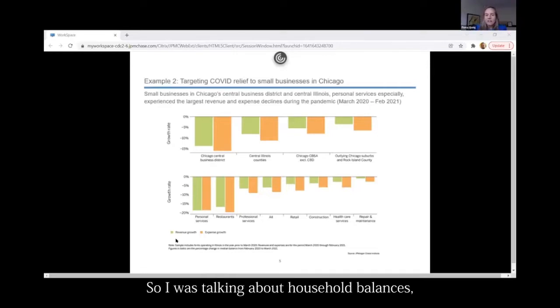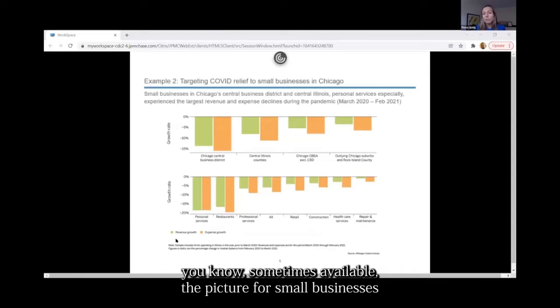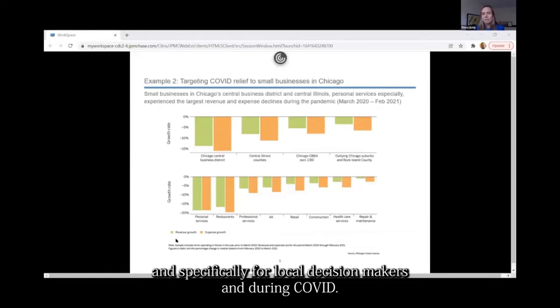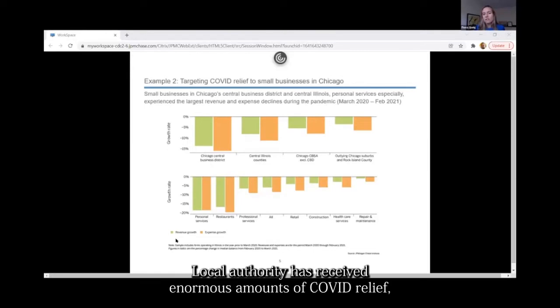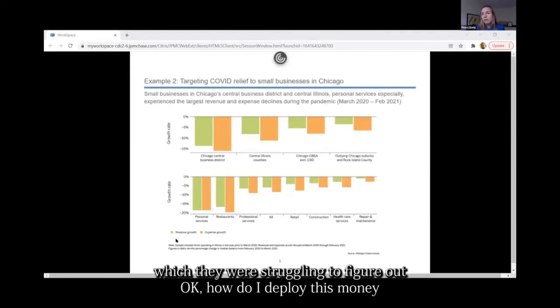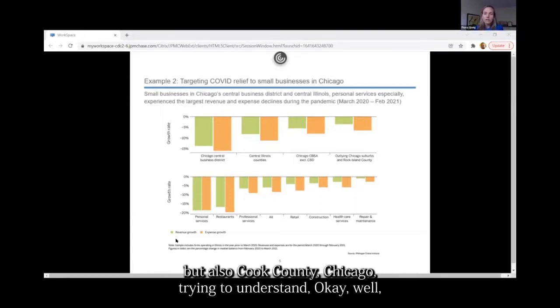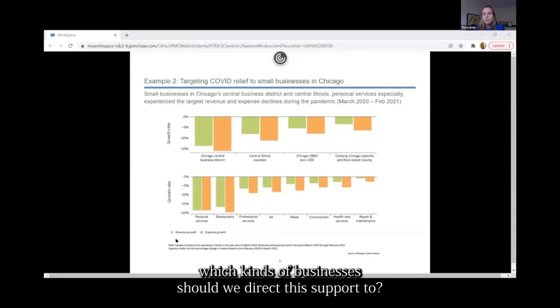So I was talking about household balances, and if the picture for households is sometimes available, the picture for small businesses is even harder to get access to, right? And specifically for local decision makers. During COVID, local authorities received enormous amounts of COVID relief, which they were struggling to figure out, okay, how do I deploy this money to the greatest impact? And so we received inbound from officials in the state of Illinois, but also Cook County, Chicago, trying to understand which kinds of businesses we should direct this support to.